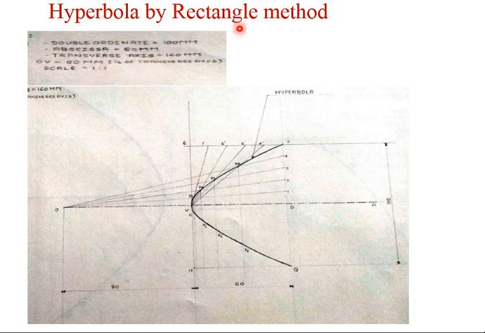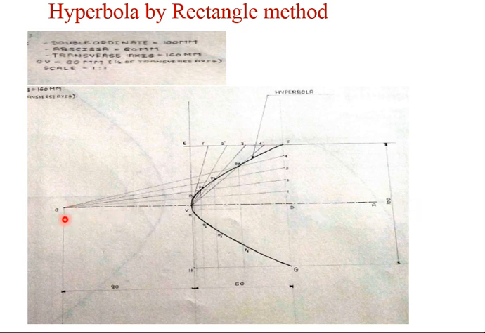So here in this rectangle method for hyperbola, this double ordinate method, these are the input things. Double ordinate is given, abscissa is given. This method is also known as the ordinate abscissa method. So the transverse axis is given. All these things are generally given here. So what is important is that from this O you need to draw an axis line.